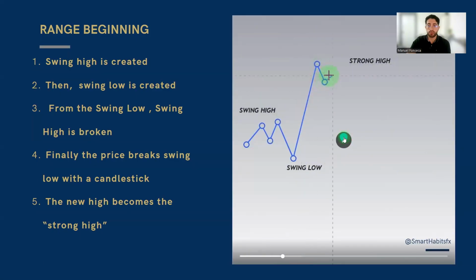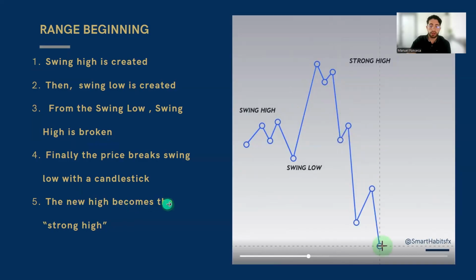So it took all the liquidity. And finally, the price breaks the swing low with a candlestick body, which means it makes the BOS. So this is the swing low. And now from this point, the market goes down and breaks this swing low with the body of a candle. Look. Perfect.